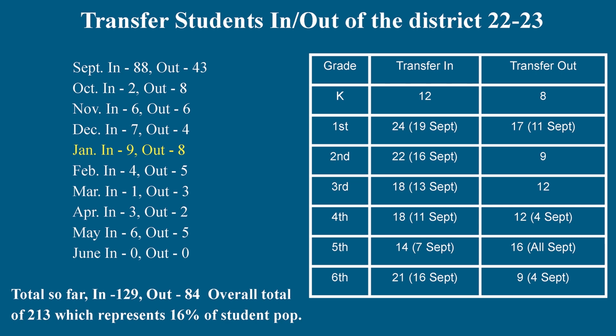By month on the left-hand side, you can see I highlighted January because that seemed to be where we had the most students come in and out. We had 9 come in and 8 go out in the same month. For a total so far, we didn't have any in June. So for the year, we had 129 students enter the district and 84 students transfer out of the district for a total of 213 students, which represents about 16% of our student population.